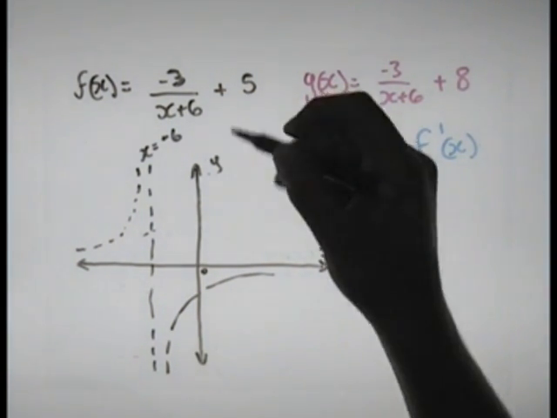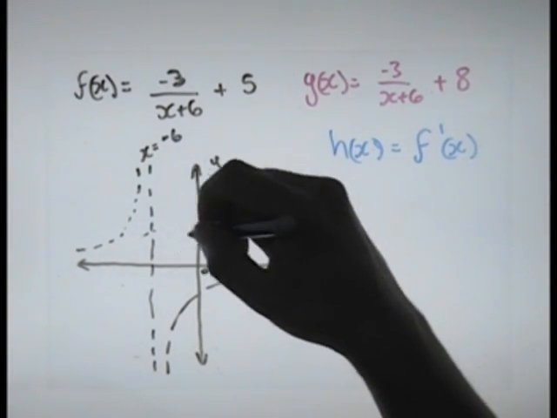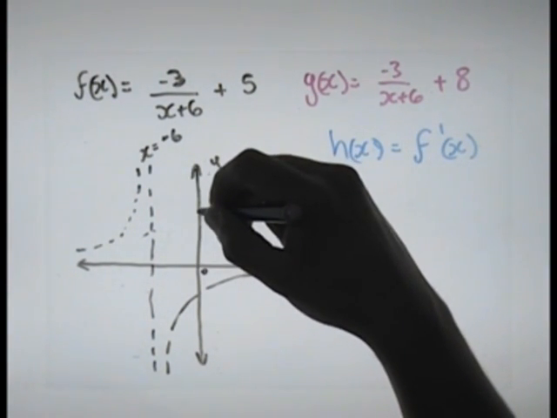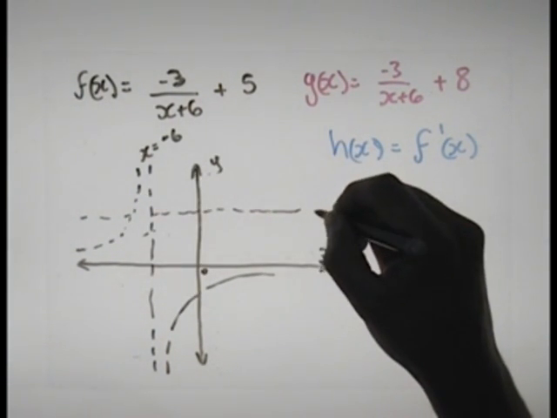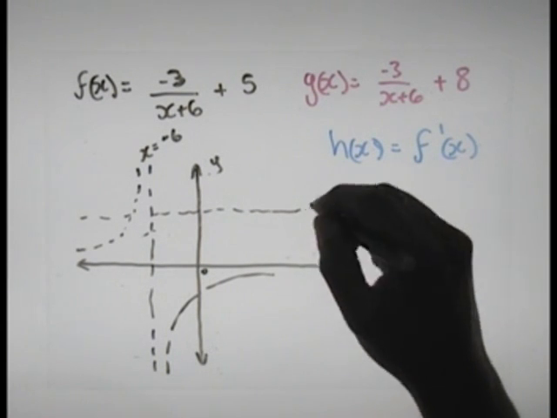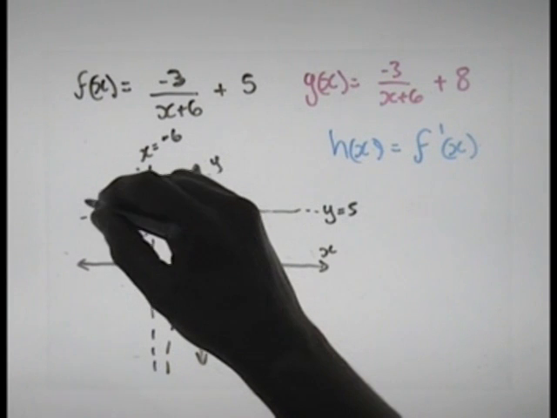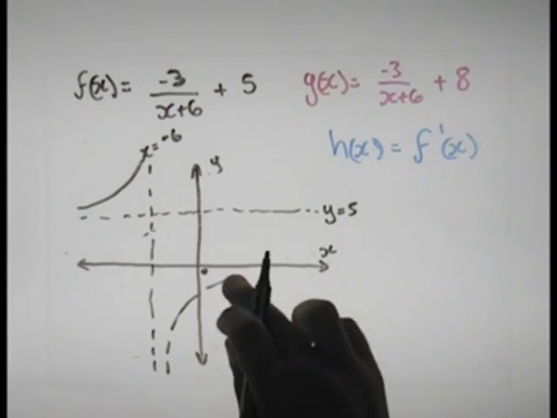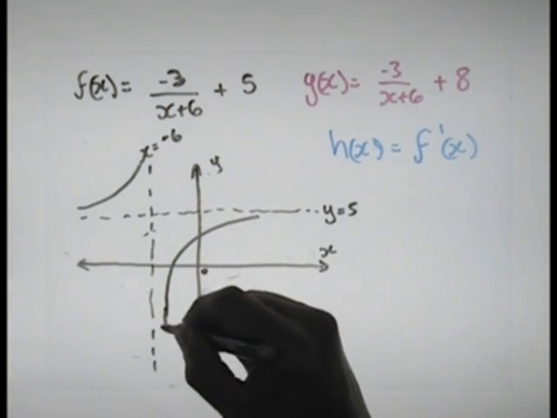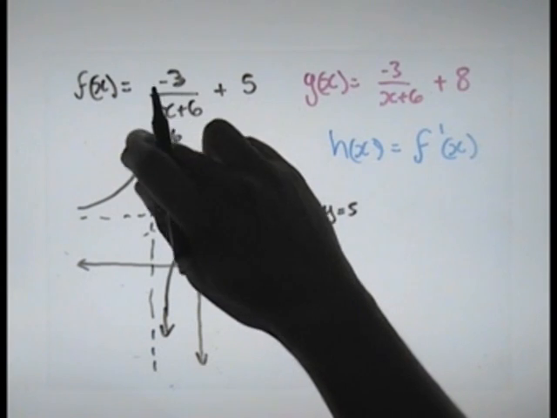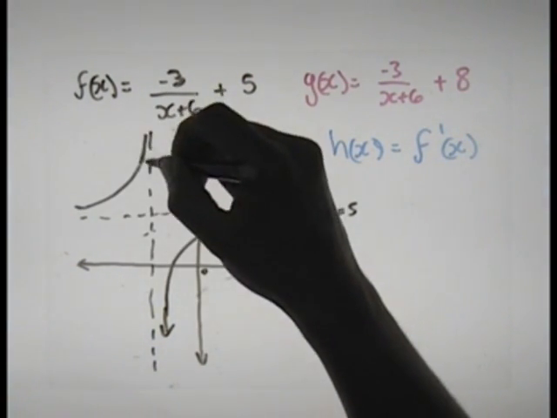But we've also moved it plus 5 units. That means that our new y asymptote is at y is equal to 5. That means that our graph is now shifted 5 units up. And this here is the graph of f of x.